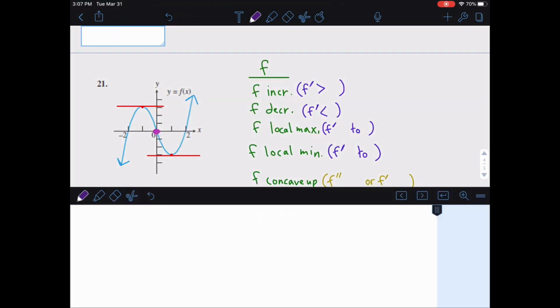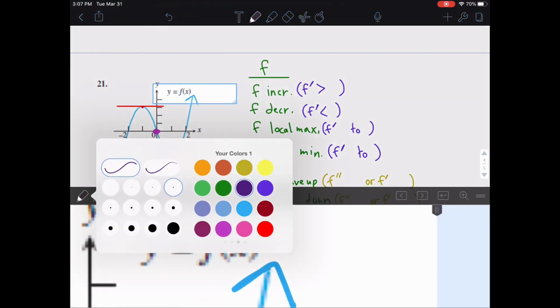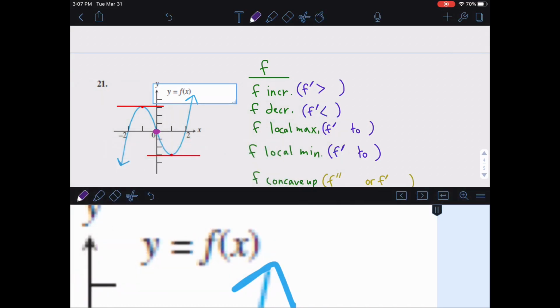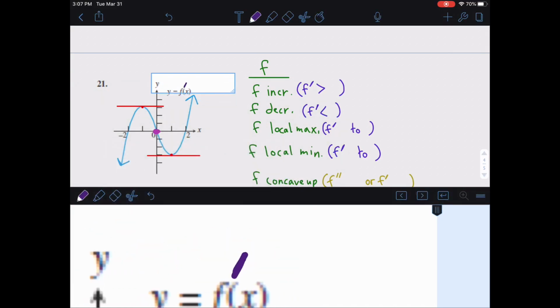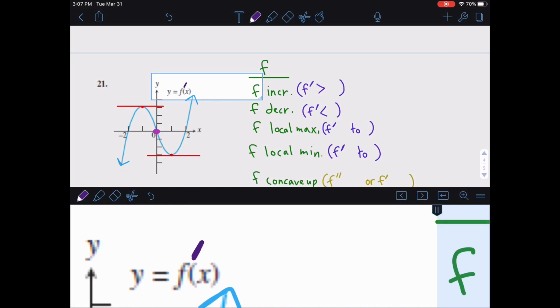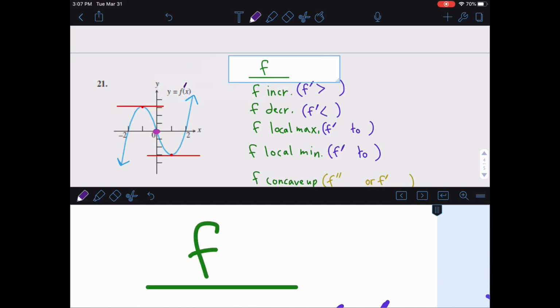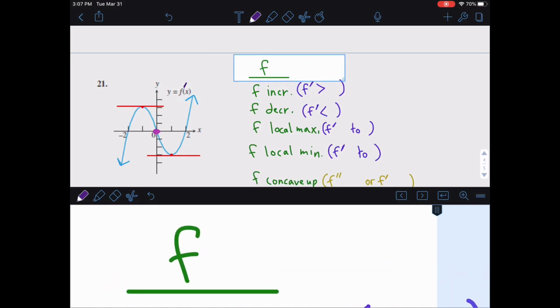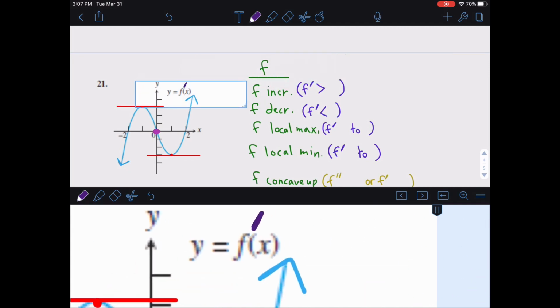And this is no longer going to be the graph of y equals f of x, but now this is going to be the graph of y equals f prime of x. So if I give you the graph of f prime or f double prime of x, you should still be able to answer some questions. This time we're going to answer some questions about the function f. Now, I'm going to come back to this real quick.